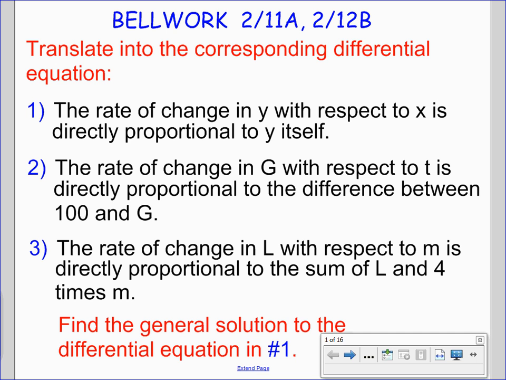Thank you. Let's go ahead and get started with translating differential equations from a written description to the mathematical statement using proper calculus notation. So for our Bellwork today, we were asked to translate into the corresponding differential equation. Remember, a differential equation is just an equation that involves one or more derivatives. So let's go ahead and translate.